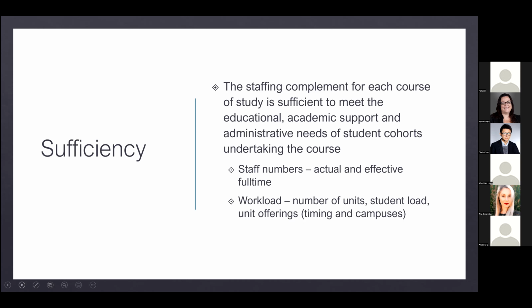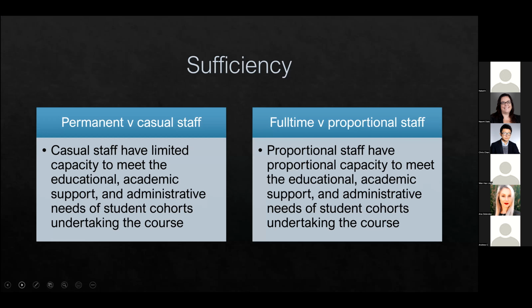So the second component is sufficiency. The second component that I want to talk about within sufficiency is about the distinction between permanent and casual staff, and then full-time and proportional staff. And this is quite a challenge sometimes that we have within the university sector, but within other elements as well. And this is particularly about the casualisation of the workforce.